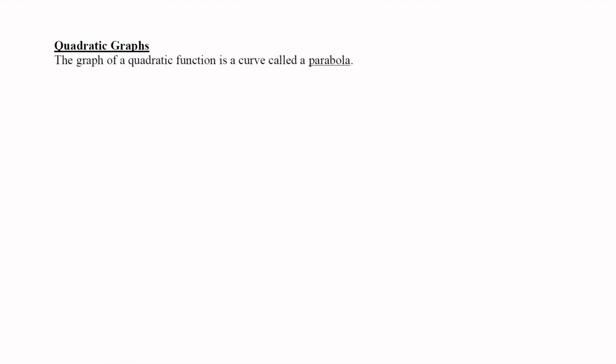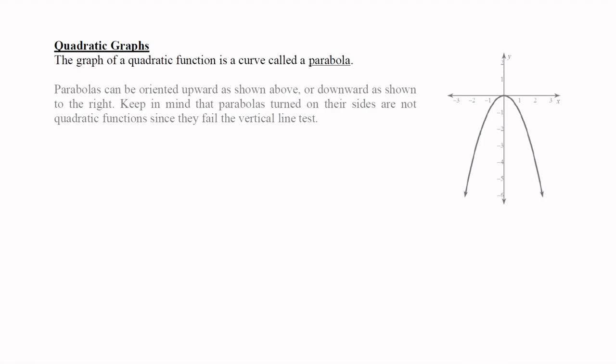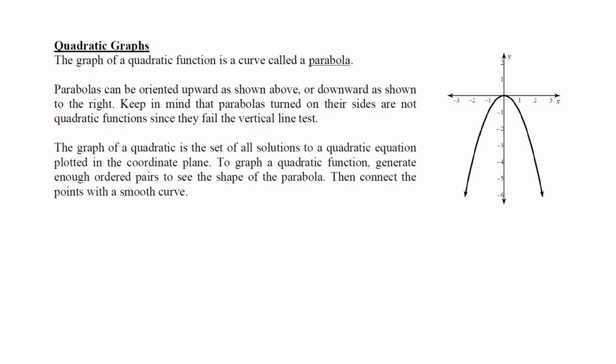The graph of a quadratic function is a curve called a parabola. Parabolas can be oriented upward as shown previously, or downward as shown here on this slide. Keep in mind that parabolas turned on their sides are not quadratic functions since they fail the vertical line test. The graph of a quadratic is the set of all solutions to a quadratic equation plotted in the coordinate plane. To graph a quadratic function, generate enough ordered pairs to see the shape of the parabola. Then connect the points with a smooth curve.